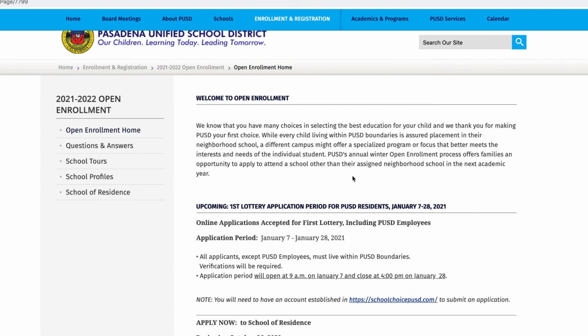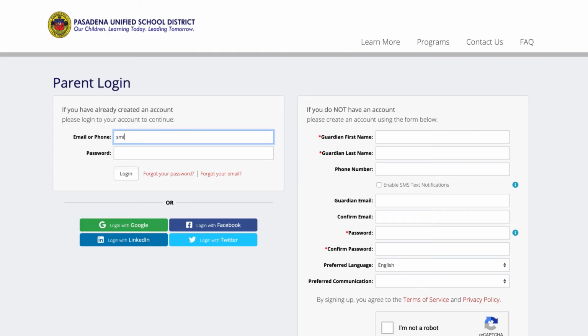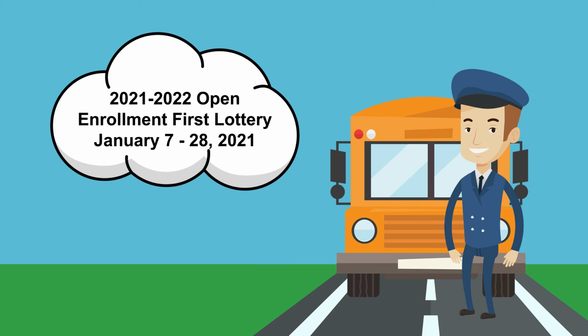During the open enrollment period, to apply for another PUSD school other than your school of residence, please complete an online application at pusd.us/enroll. The General Open Enrollment School First Lottery for the 2021-2022 school year is available January 7 through 28, 2021, with online applications accepted at pusd.us/enroll for all families who live within district boundaries and for PUSD employees.